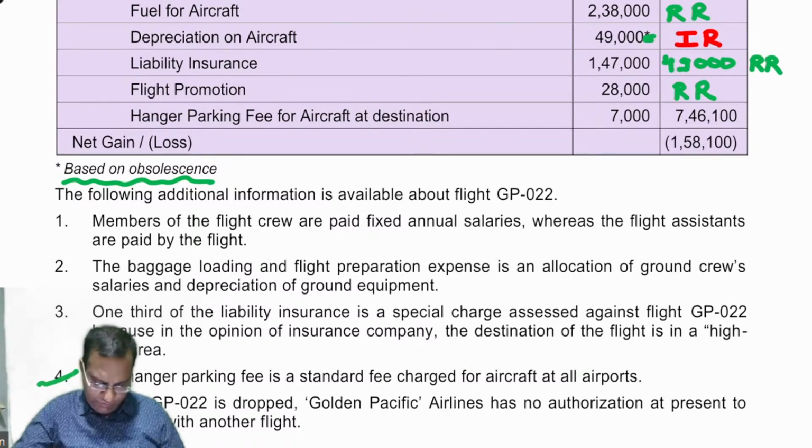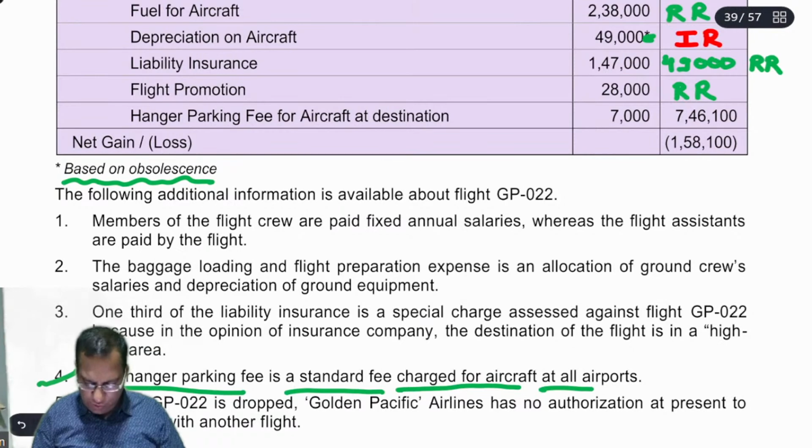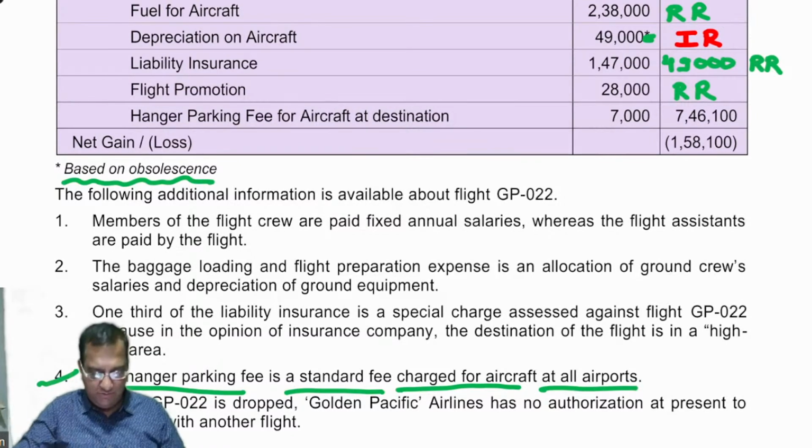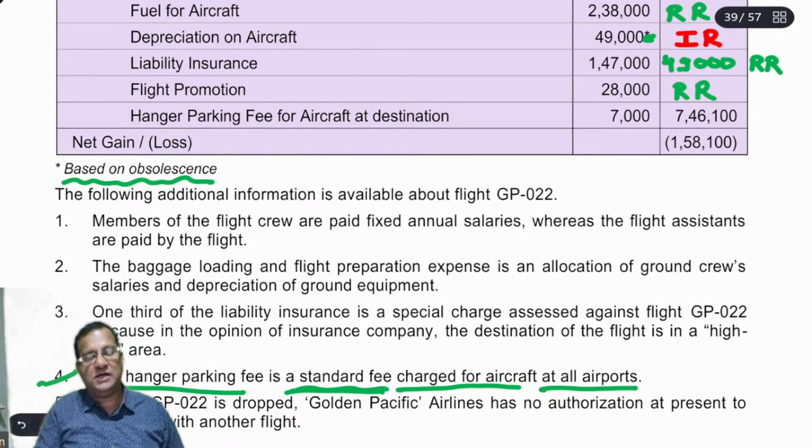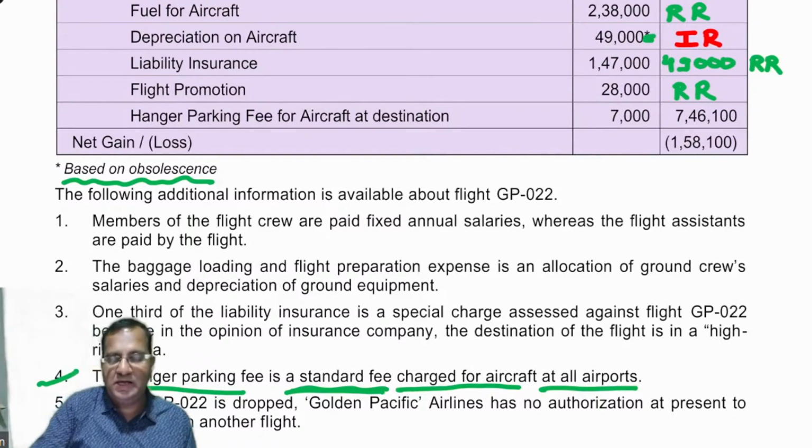Okay, beta, very good. It's an irrelevant one because it has been given the hangar parking fee is a standard fee charged for aircraft at all airports. If we operate this aircraft, then the aircraft will be parked in the city of Leh. While if we do not operate this flight, then it will be parked in New Delhi. And it is given, it is a standard fee charged for aircraft at all airports, whether we are parking the aircraft at New Delhi or at Leh. This is the standard fee. That is, it will be incurred irrespective of whether we are operating this flight or not.